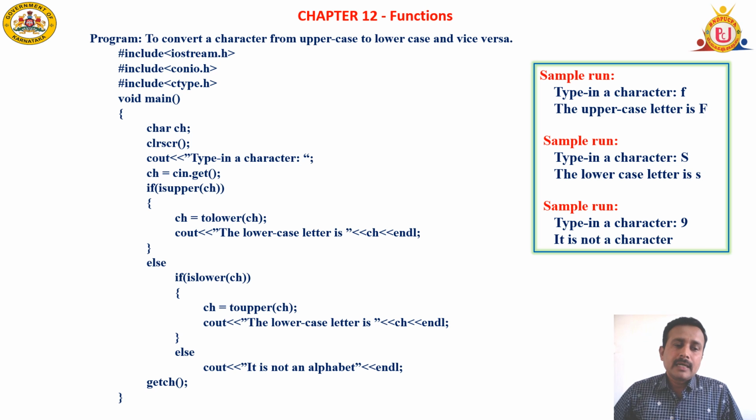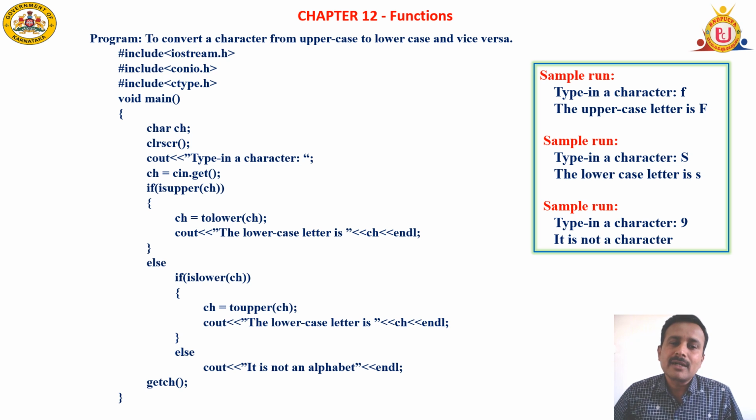Now it checks the condition if isupper of ch. First it checks whether the given input is in uppercase or not. If it is in uppercase, then ch equal to tolower of ch. Dear students, I already told you, the tolower function converts the given character to lowercase. Suppose it is an uppercase character, then it is going to convert it into lowercase and assign it to the variable called ch. Here the output statement, the lowercase character is ch.